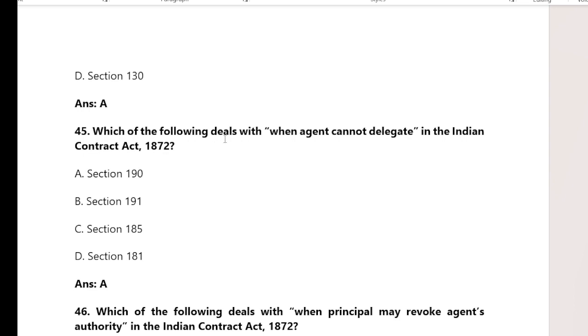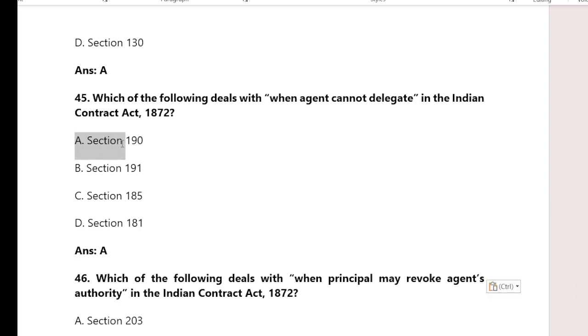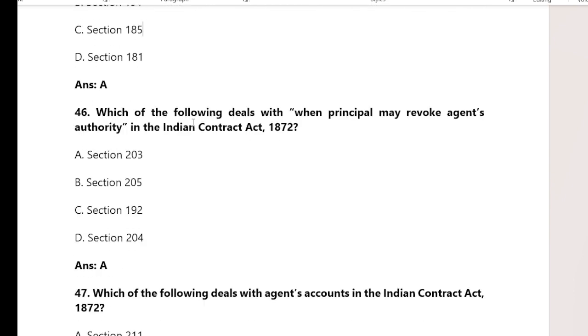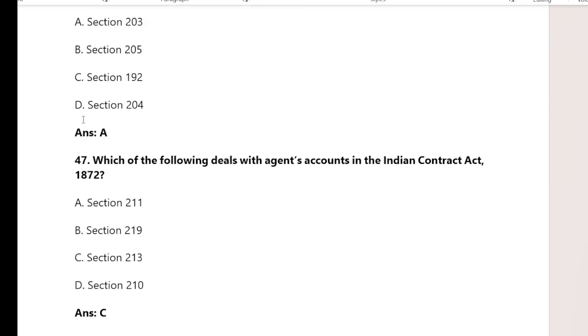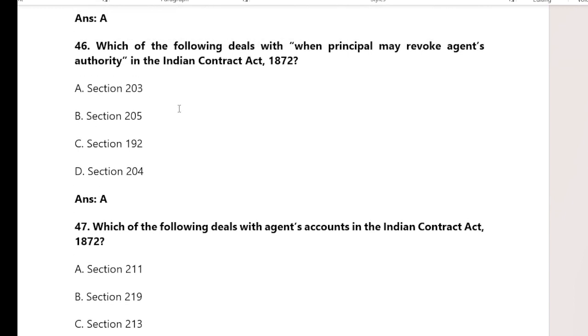Next question is, which of the following deals with when an agent cannot delegate in the Indian Contract Act 1872? Section 190, Section 191, Section 185, Section 181, and option A, Section 190, is the right answer. And the next question is, which of the following deals with when a principal may revoke an agent's authority in the Contract Act 1872? Section 203, Section 205, Section 192, Section 204, and the right answer is option A, Section 203.